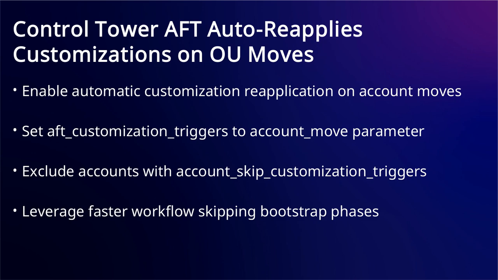The workflow runs only global and account-level customizations while skipping bootstrap and provisioning phases for faster execution. You can exclude specific accounts from this behavior by setting account_skip_customization_triggers to true, giving you control over which accounts participate. This release also includes support for custom Terraform Cloud Workspace naming variables, enhanced logging bucket access controls, and improved scaling for enterprise support enrollment across your organization.